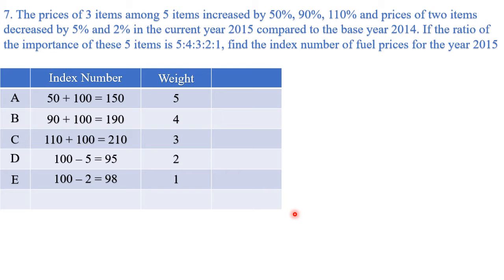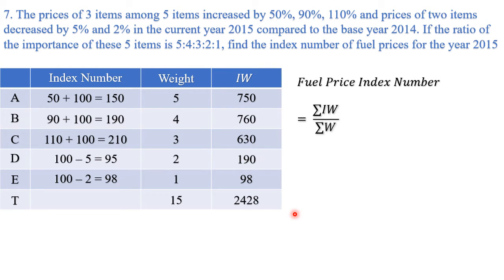The next step is multiplying the index number with the weight. So IW: index number is 150, weight is 5, so 5 fives are 750, 190 fours are 760, 210 threes are 630, 95 twos are 190, and 98 ones are 98. So we get the weights, we get the IW, make a total. So 15 is the total of weight, and 2428 is the total of IW.